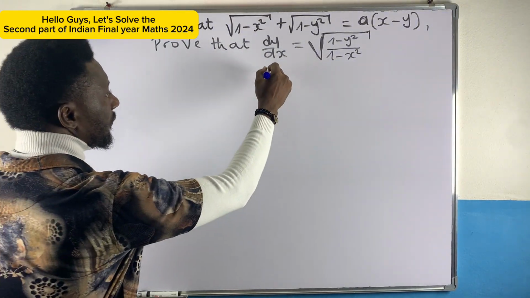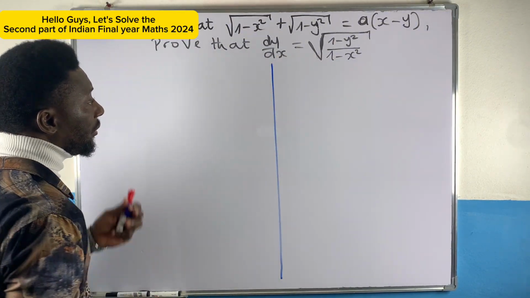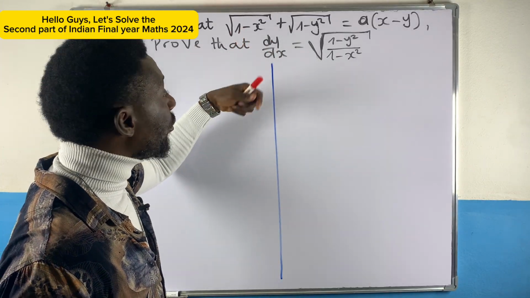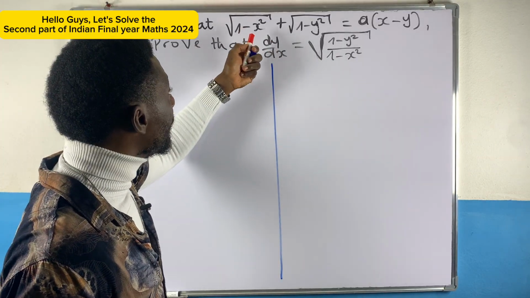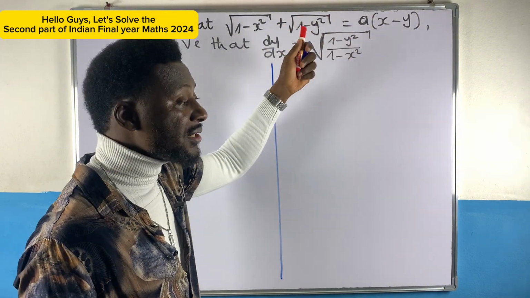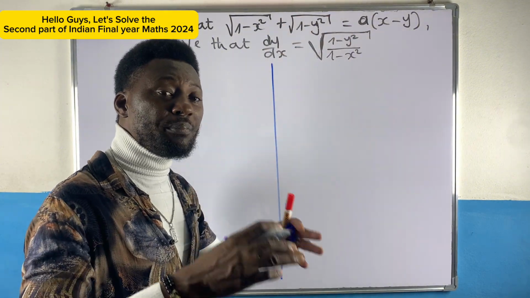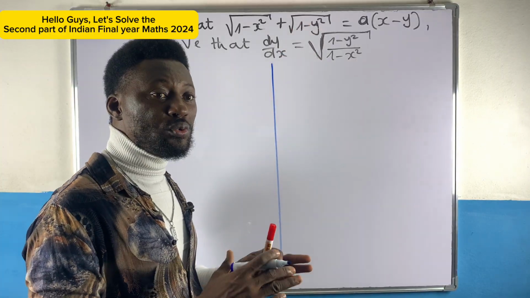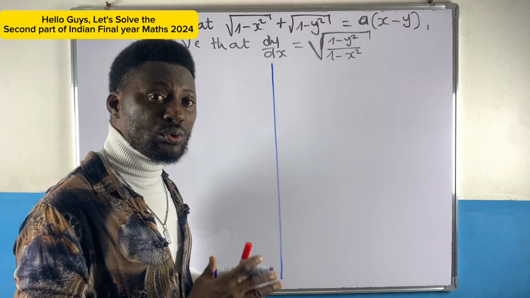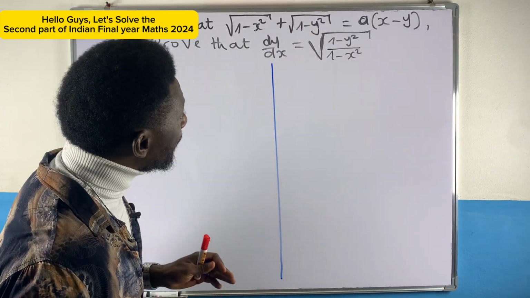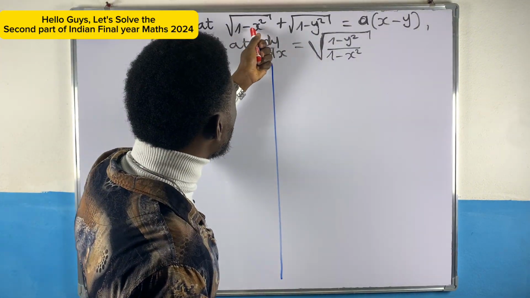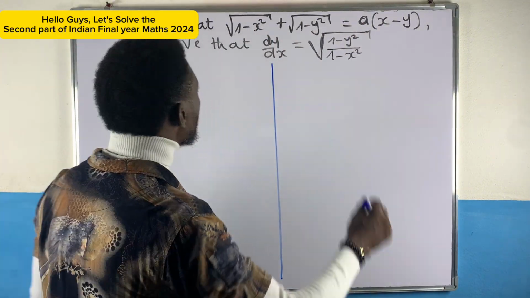Now, if you look at the equation very well, you discover that the temptation that most students will want to fall into will be to square both sides. Squaring both sides is going to lead you to a complex situation of radicals, which will be too long to handle. But when you observe thinly, you discover that there is a pattern within these radicals.